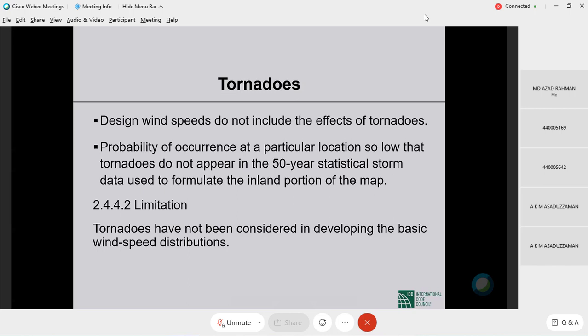BNBC in section 2.4.2 actually tells you tornadoes have not been considered in developing the basic wind speed distributions. That is the language in BNBC itself. By the way, I probably should have mentioned to start with that the wind provisions are in section 2.4 of BNBC 2020, which is part of part 6, chapter 2 of the code.